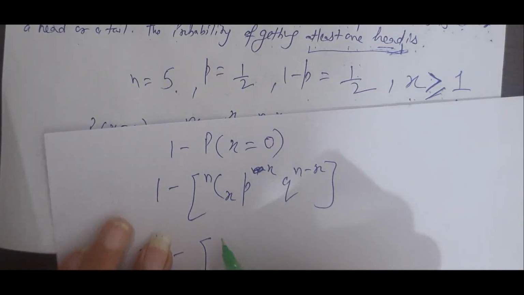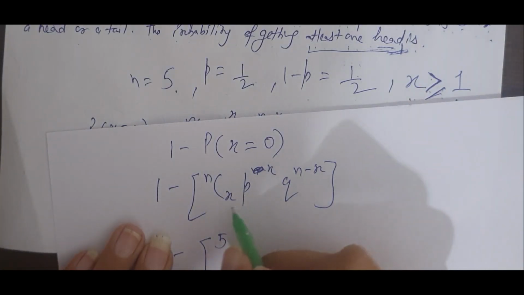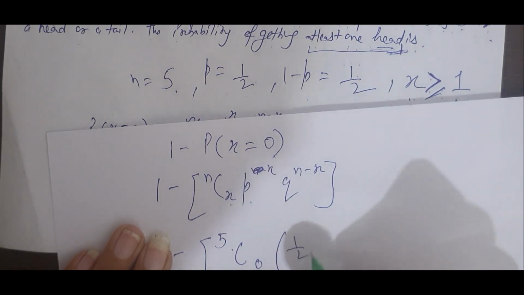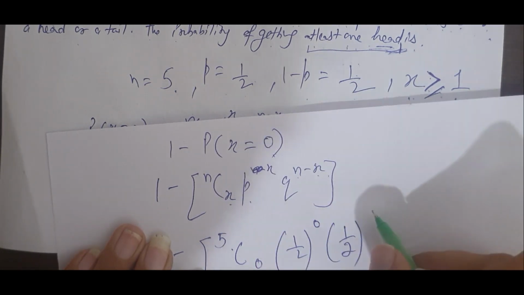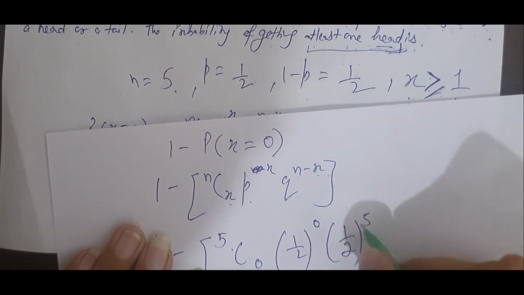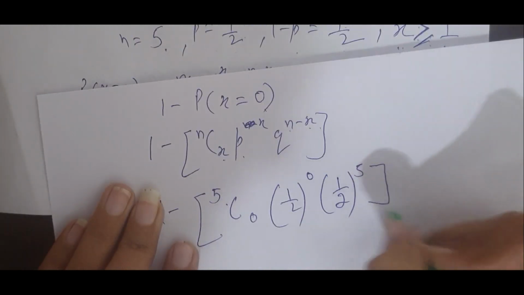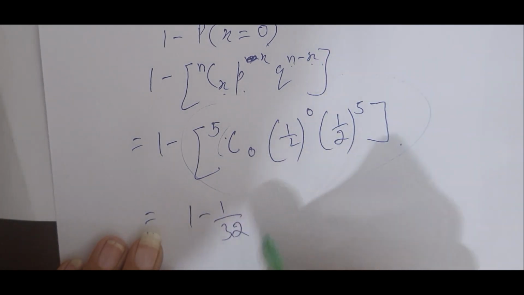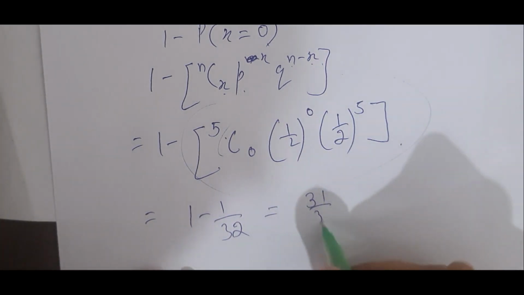That is 1 minus, what is n here? 5, C, x here is 0, p is 1 by 2, x is 0, n minus x is 5. 5 minus 0 is 5. Solve this, it will come out to be 1 by 32 and the answer will come out to be 31 by 32.